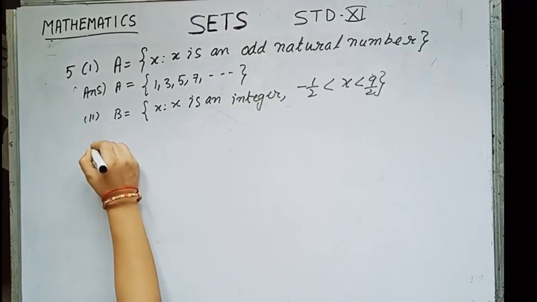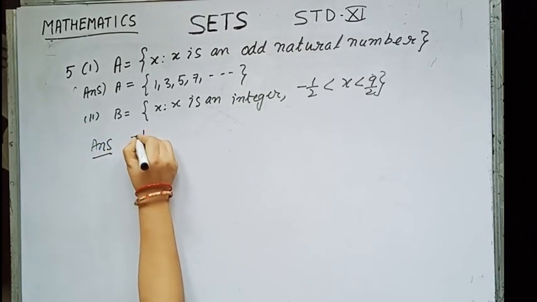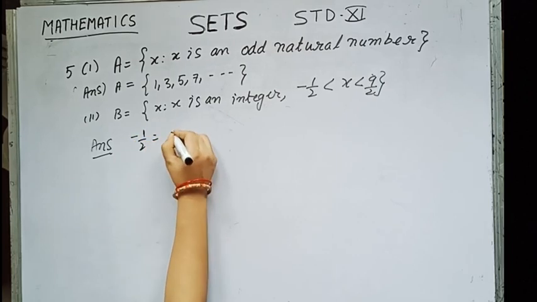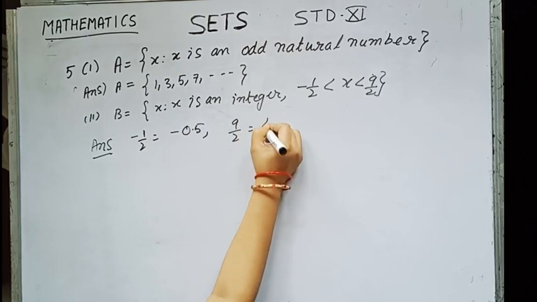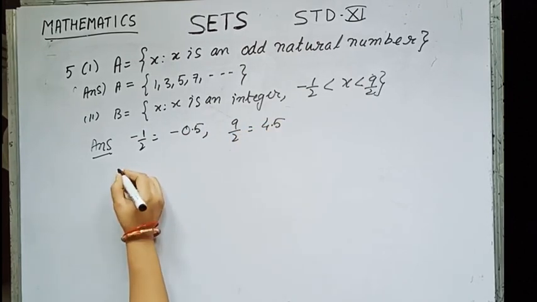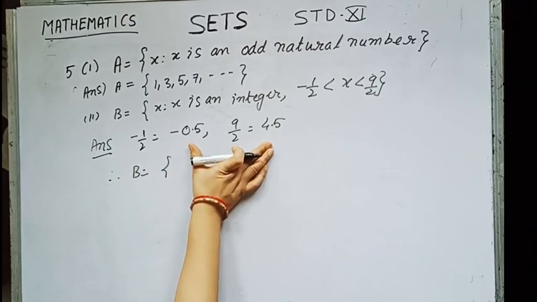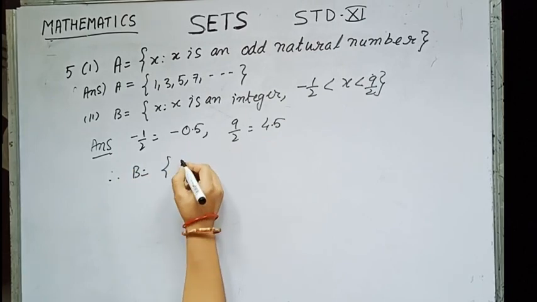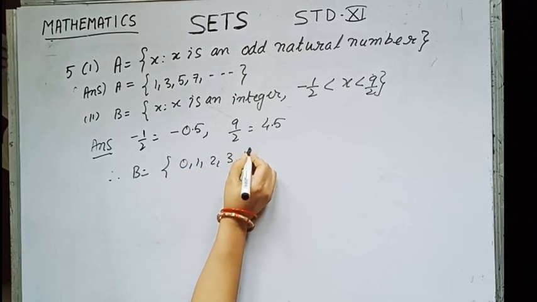Now over here in the answer part, minus 1 by 2 equals to minus 0.5 and 9 by 2 equals to 4.5. Therefore, B equals to, we have to list all the integers between minus 0.5 to 4.5. So this will be equal to 0, 1, 2, 3 and 4.